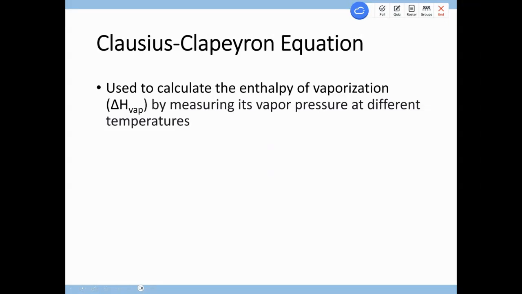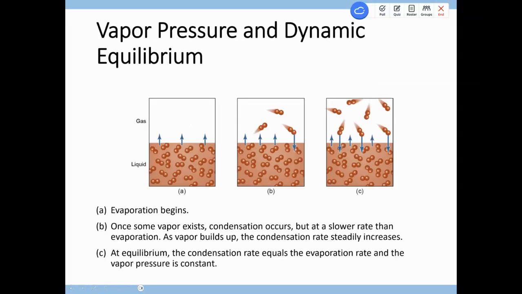Clausius-Clapeyron equation. So before we talk about what this equation is, if you think about a substance has a certain vapor pressure, if you add energy or add heat to that liquid, then more of those liquid particles have energy that can then escape into the gas phase. And so as temperature increases, vapor pressure increases.